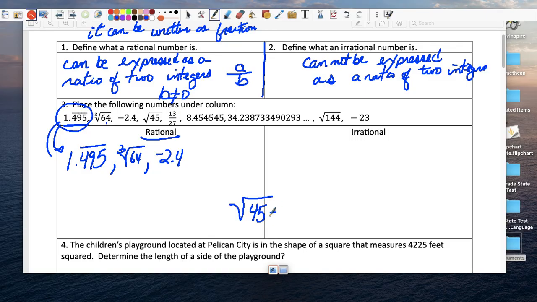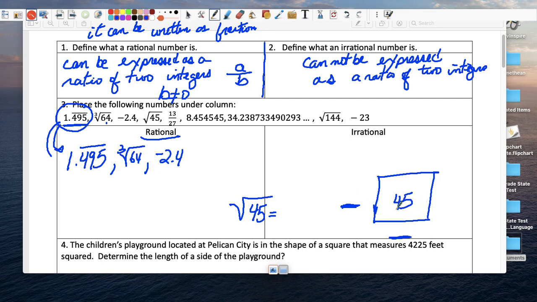Square root. So we're looking for a number. Think about it another way: here's a square whose area is 45. Is there a number times the same number that multiplies to give you 45?